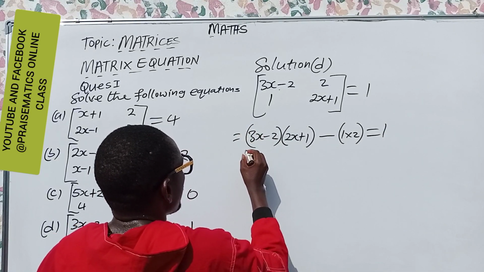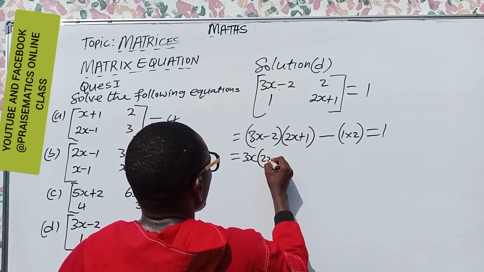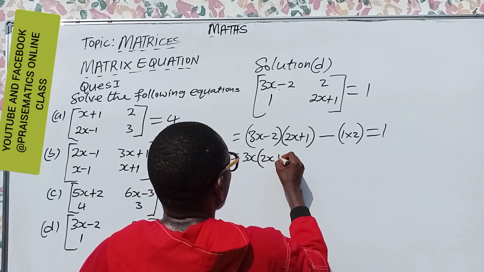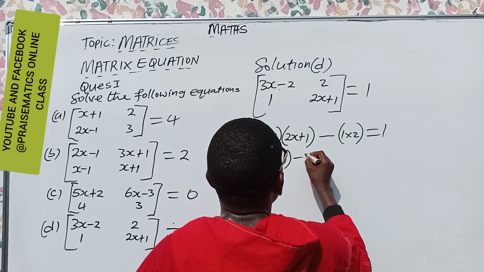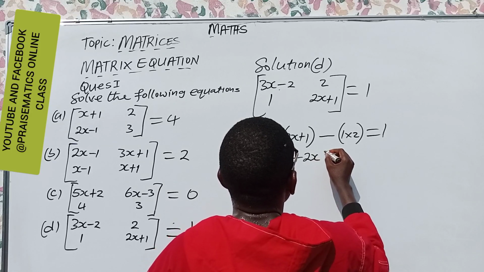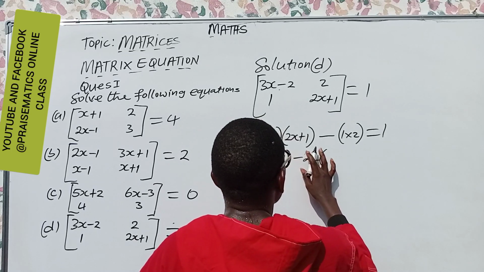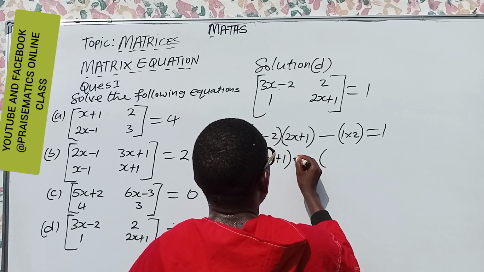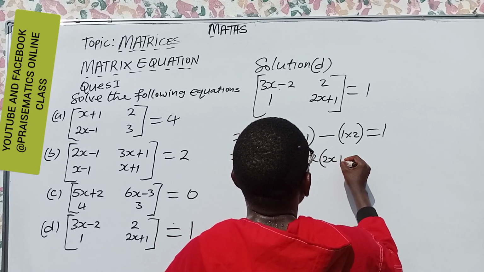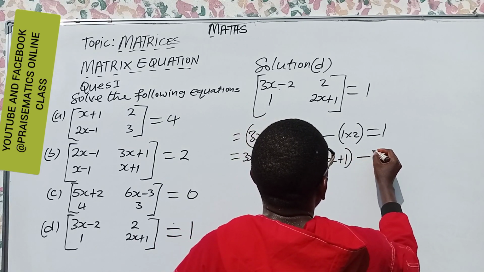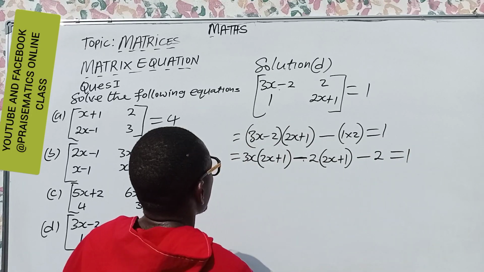Now what do we have? We have 3x into 2x plus 1, minus 2 into 2x plus 1. Close it. Minus 1 times 2 is equal to 1. Now let's go.